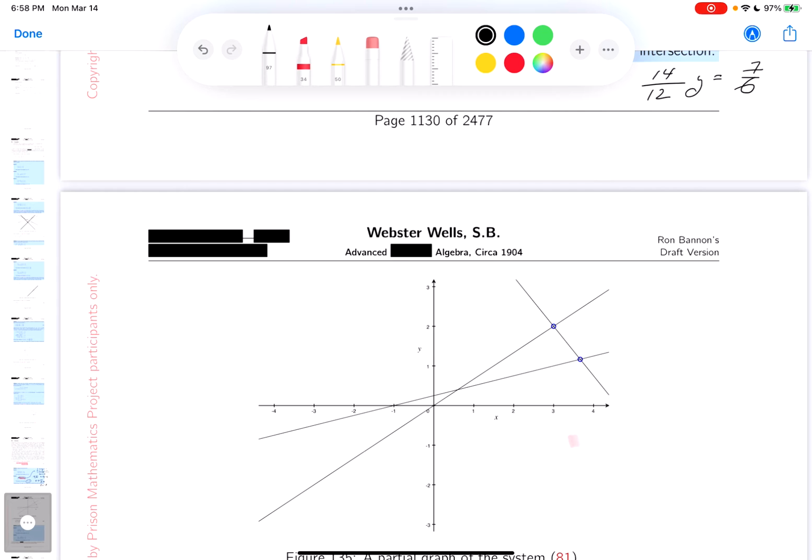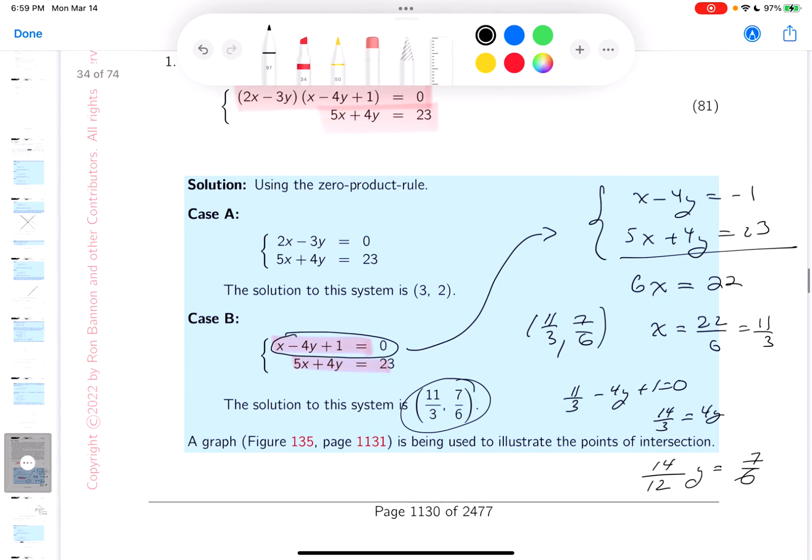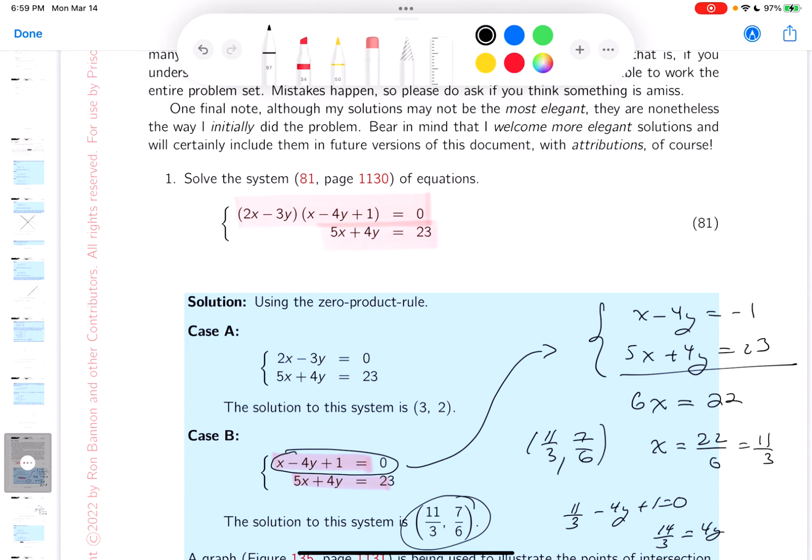I'm trying to identify a line over here. So what do you get? 4y equals minus 5x plus 23. Divide by 4: y equals minus 5/4 x plus 23/4. So it's this line over here. Now, I know it looks strange to you, and you saw there's two other lines. Yeah, there are. And what are the two other lines? The two other lines are these.